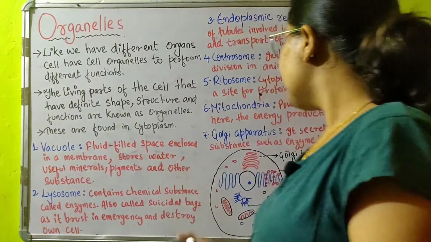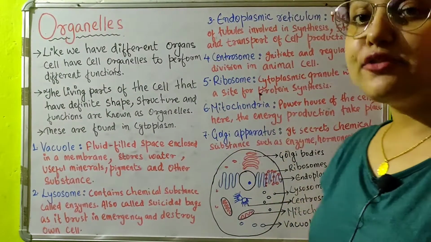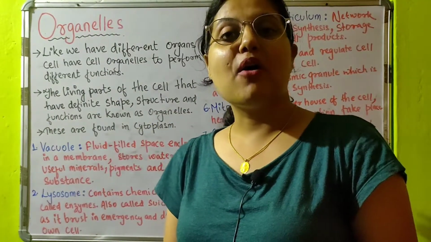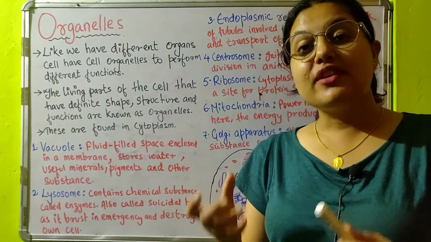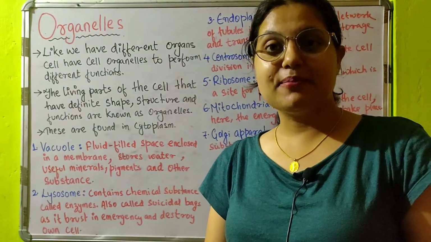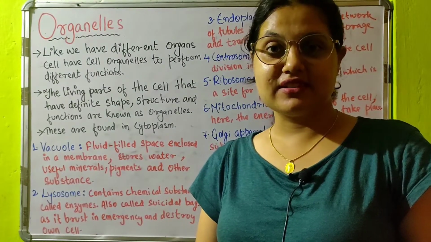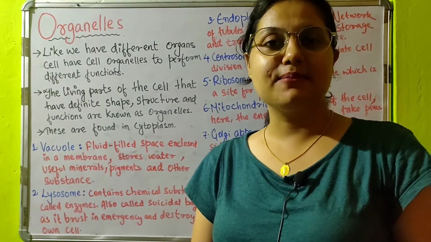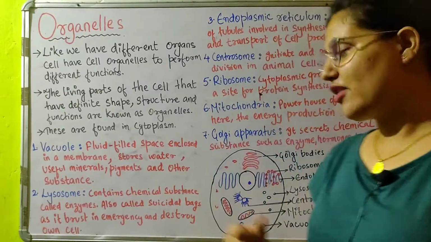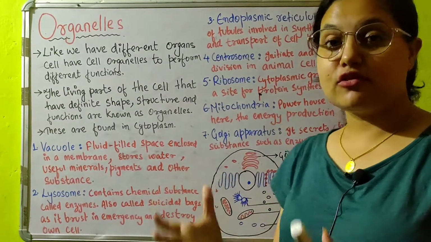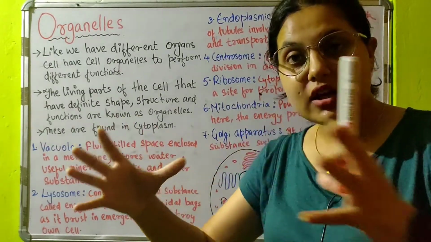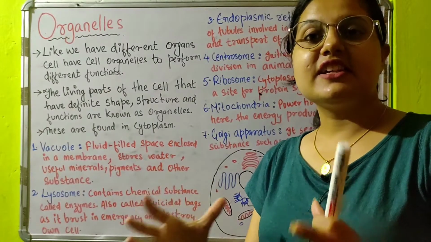Coming to mitochondria, this is also known as the powerhouse of the cell. We have been studying about ATP, right? You know what ATP is? It is the energy currency of the cell. The production of ATP occurs in mitochondria, and that is why it is also known as the powerhouse, meaning all the energy currency, that is ATP, is stored in mitochondria.